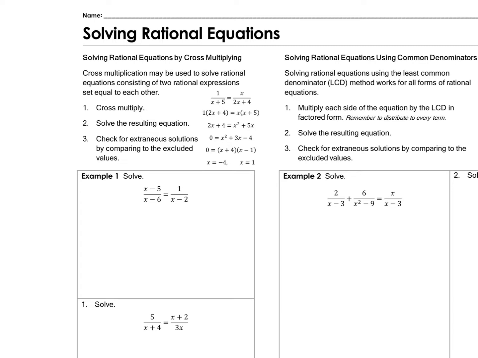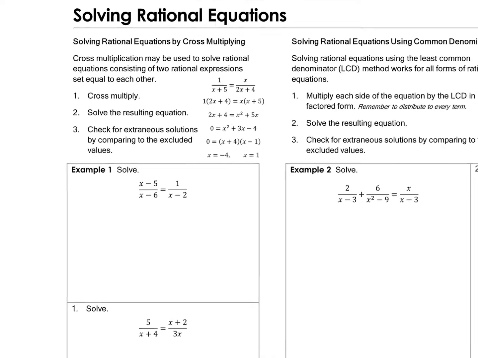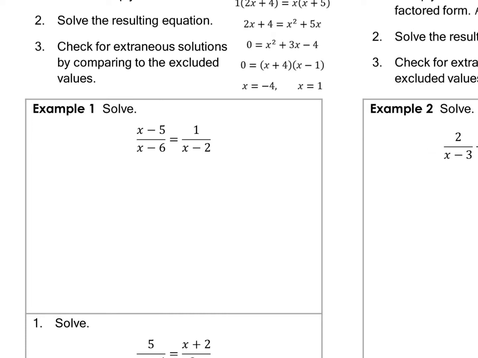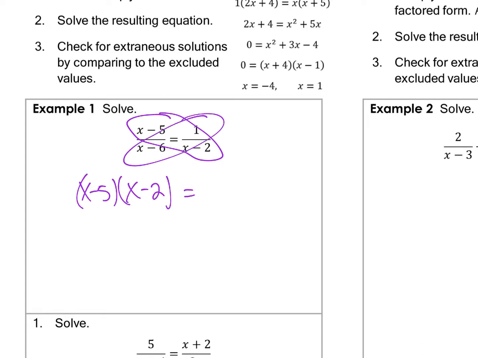So if you have one rational expression on one side that equals another rational expression on the other side, you can just cross-multiply. So in this first example, we can cross-multiply. We'll have x minus 5 times x minus 2, and it will equal 1 times x minus 6. So I'm going to have to use FOIL here. That's x squared minus 2x minus 5x plus 10. That equals x minus 6.